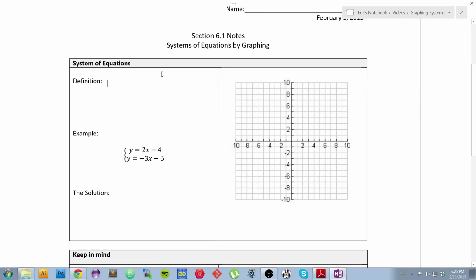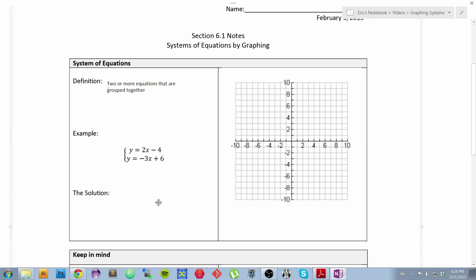First, we need to know the definition of a system of equations. The definition is merely two or more equations that are grouped together. Now, when you group more than one equation together, your answer becomes more specific: you must find out what x and y are simultaneously.